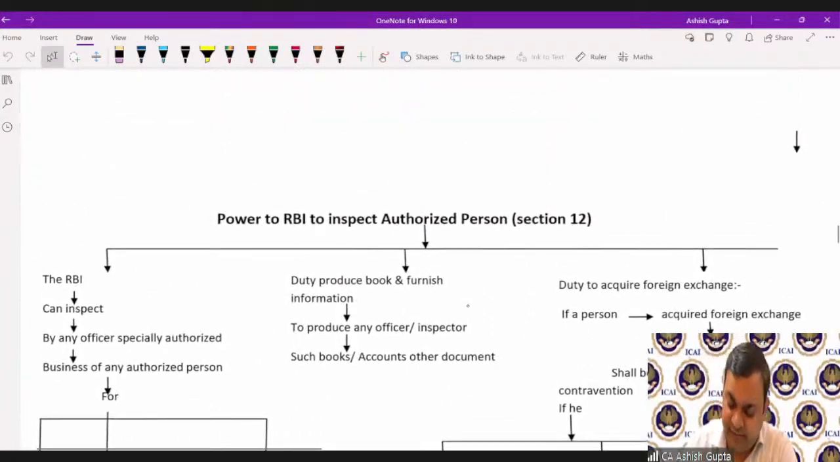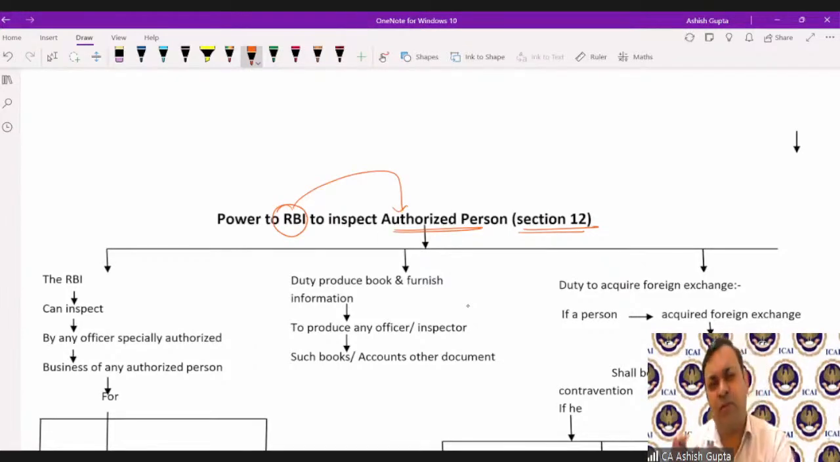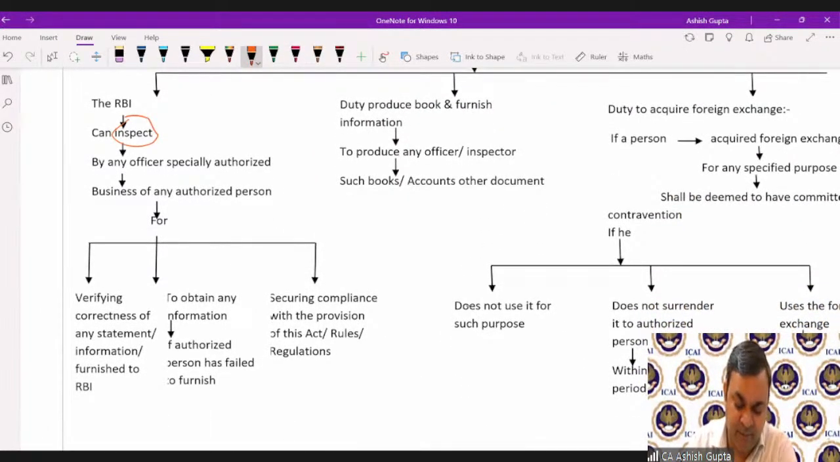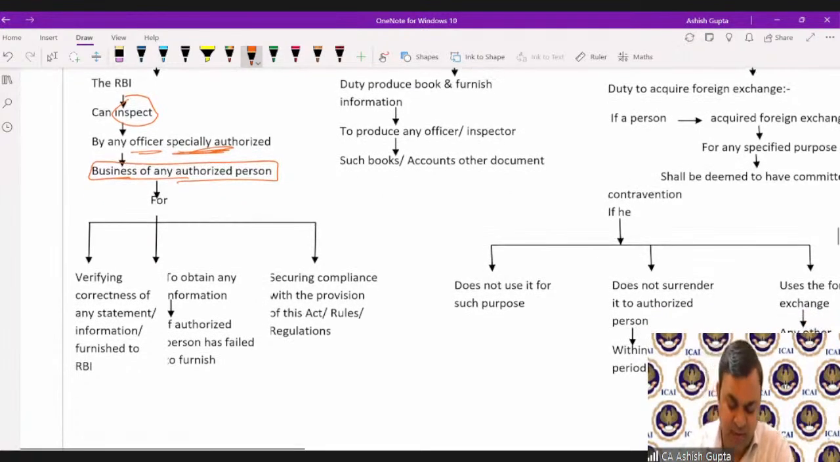Now Section 12 provides power to RBI to inspect an authorized person's books, papers, documents, places. The RBI can inspect by whom? By any official, and that officer is specially authorized. They are going to check the business of the authorized person, for the first point, verifying the correctness of any statement or information furnished to RBI. The AP has submitted some returns to the RBI. Now RBI wants to verify that return with the actual records present in the business. So what will they do?